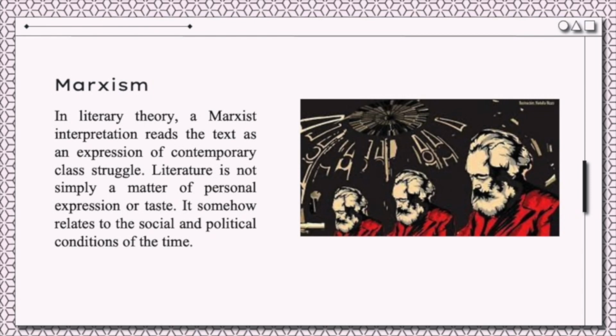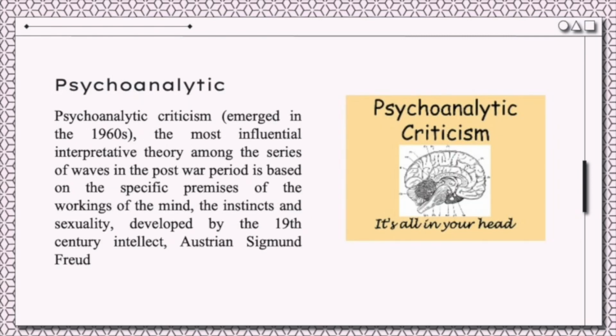Literature is not simply a matter of personal expression or taste. It somehow relates to the social and political conditions of the time. 4. Postcolonialism is the critical academic study of the cultural, political and economic legacy of colonialism and imperialism, focusing on the impact of human control and exploitation of colonized people and their lands. More specifically, it is a critical theory analysis of the history, culture, literature, and discourse of, usually European, imperial power.